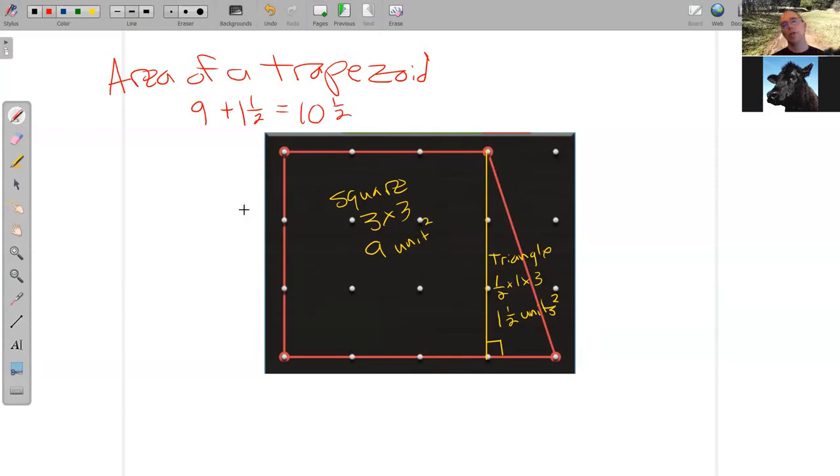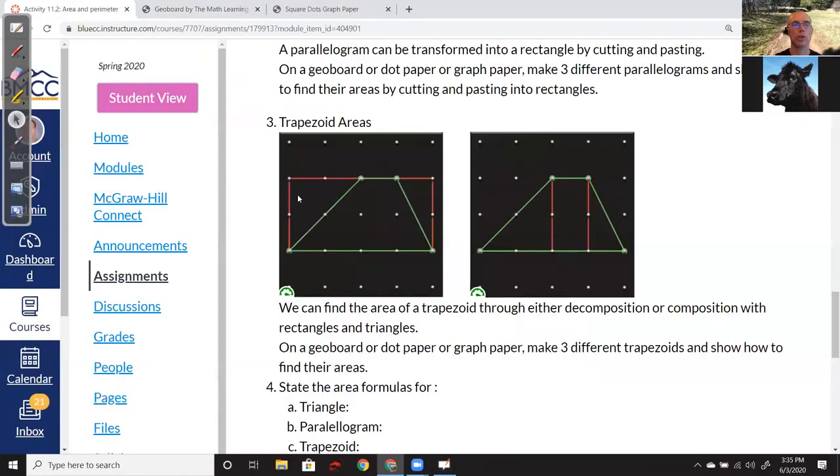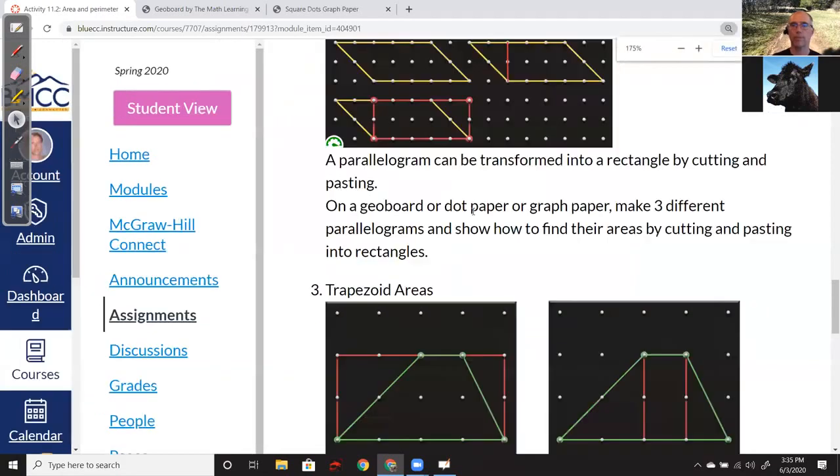So we want to do this with a couple of different trapezoids. So I'll grab that other one I had, and then I'll let you do a different one, or you could do 3 of your own. So I'm going to borrow, let's say, this version here.